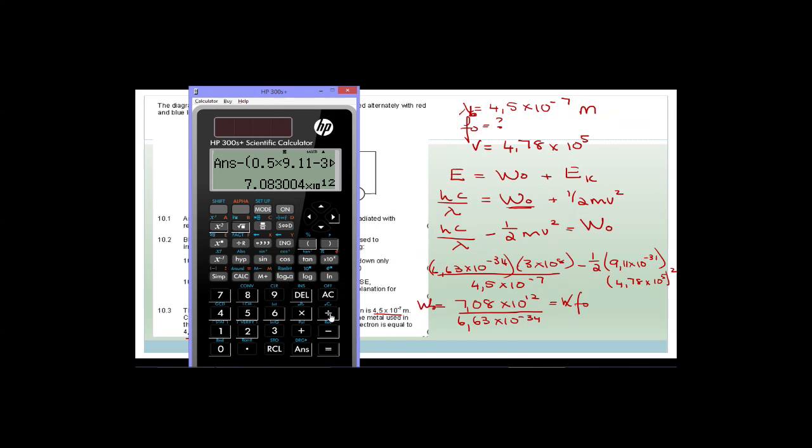So do you agree we can now say that that is equal to hf0? So to get the frequency, we just divide by Planck's constant. So let's do that. So we're going to divide that by 6.63 exponent negative 34, and we will get 1.06 times 10 to the 46. The frequency is 1.06 times 10 to the 46 hertz. There we go.